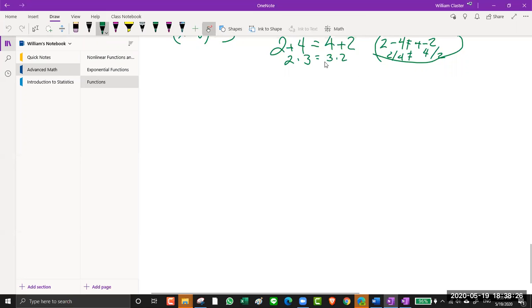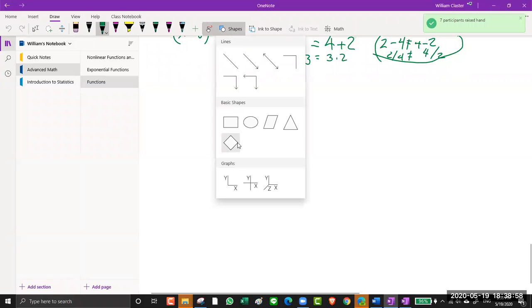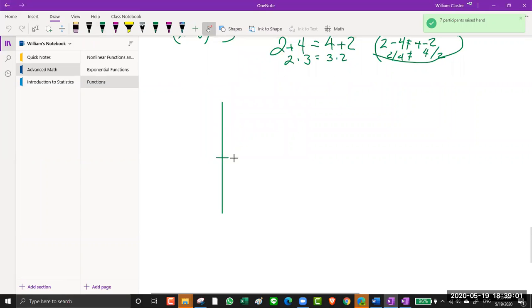By the way, how many people have used this application, OneNote? How many people have used this application? Six people. Okay. It's kind of a fun application. I'll just show you a few little tricks that I discovered in the last week or so. First of all, if you want to draw a nice graph, of course, not so important, but you can use this and you can do that. So that's easy.